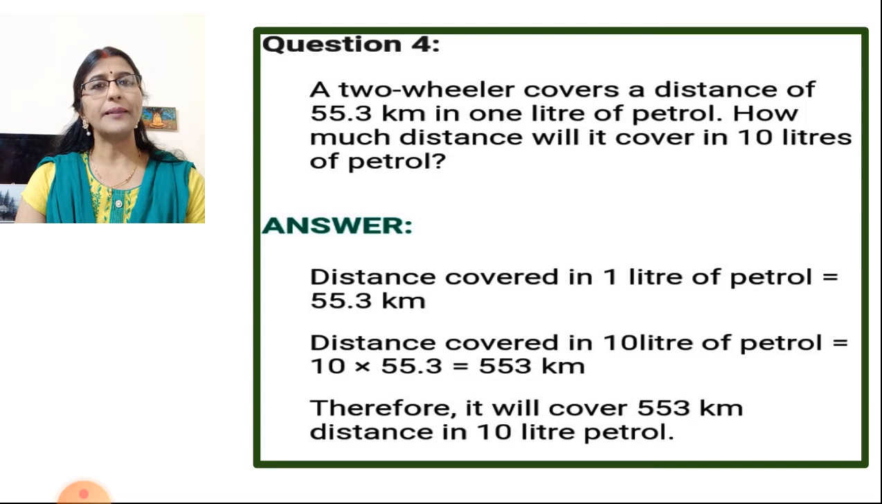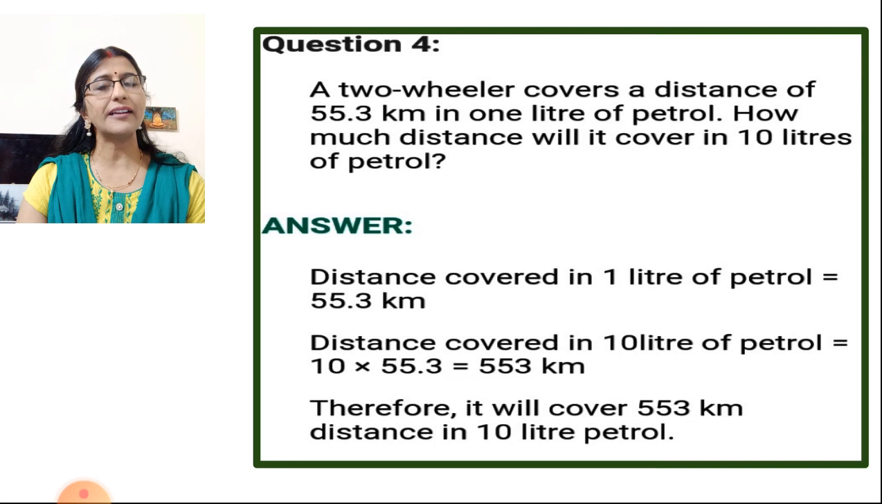Now next is a word problem. A two-wheeler covers a distance of 55.3 km in 1 liter of petrol. How much distance will it cover in 10 liters of petrol? Now this is a word problem. We will first write in the form of statements what is given. So we will write first: distance covered in 1 liter of petrol is 55.3 kilometer. Then the next statement will be: distance covered in 10 liters of petrol is equal to... when you have to find out for more, which operation do we do? We do multiplication. So here 10 will be multiplied by 55.3, or you can write 55.3 multiplied by 10.